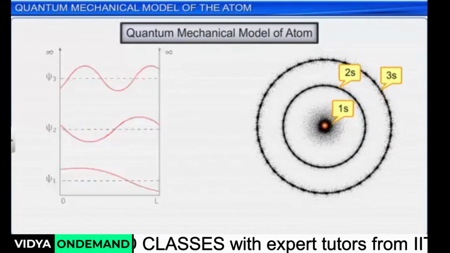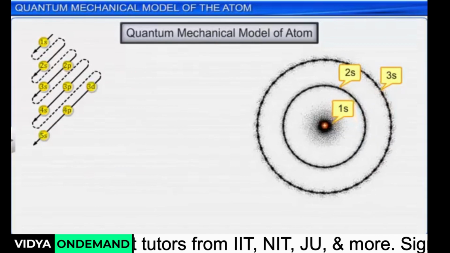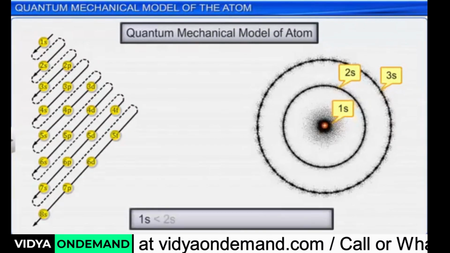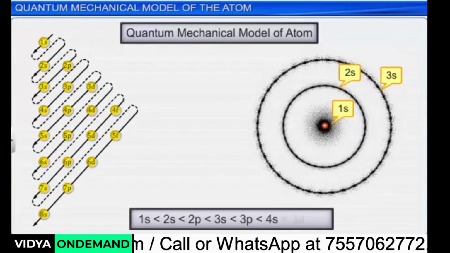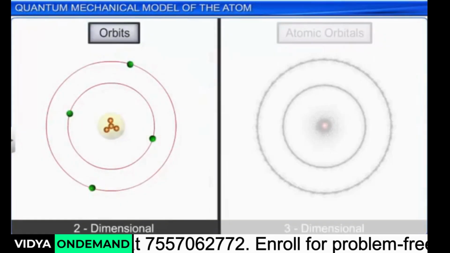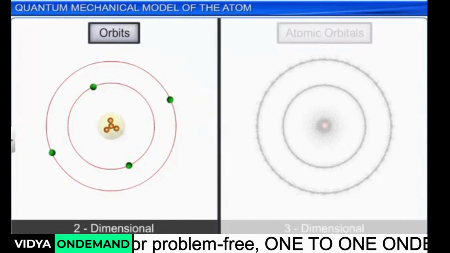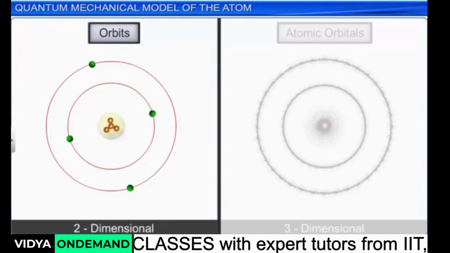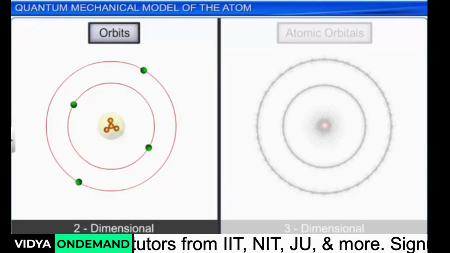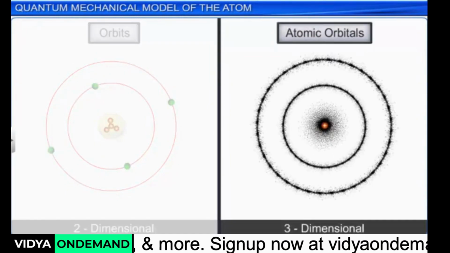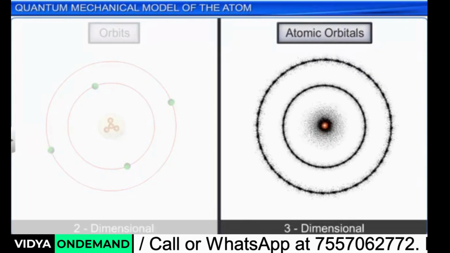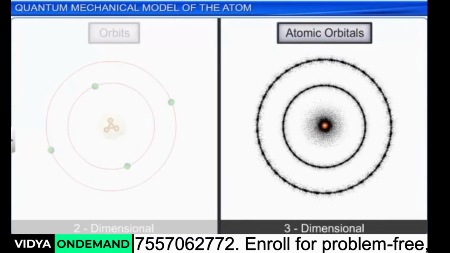In a multi-electron atom, the electrons are filled in various orbitals in the order of increasing energy. Note that these orbits are 2-dimensional circular paths around the nucleus, in which the electrons revolve, whereas atomic orbitals are 3-dimensional regions around the nucleus where the probability of finding an electron is the maximum.